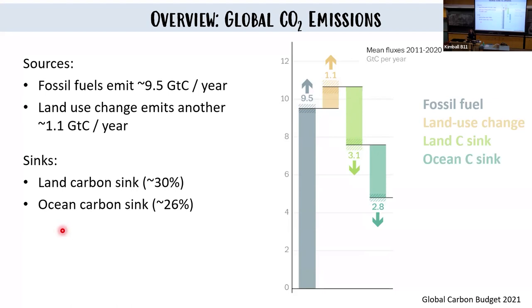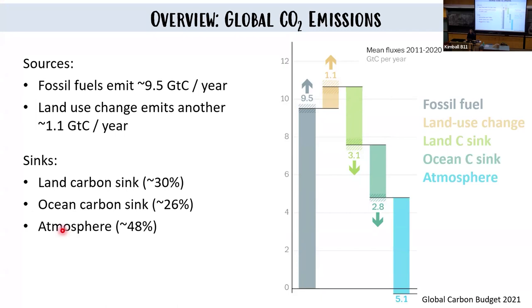So the land carbon sink and the ocean carbon sink each take up between a quarter to almost a third of the CO2 that is emitted to the atmosphere. And the rest ends up being taken up in the atmosphere, increasing those concentrations, contributing to that Keeling curve of the increased carbon dioxide concentrations through time.